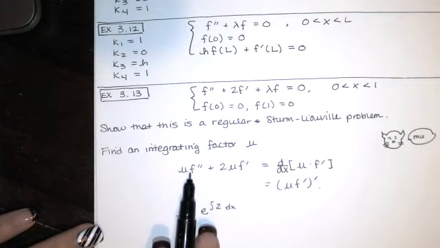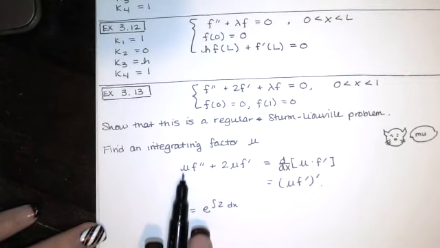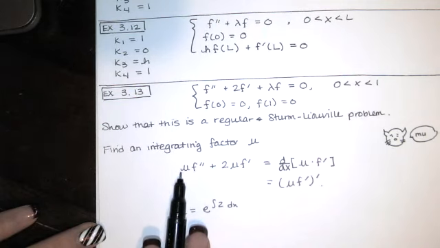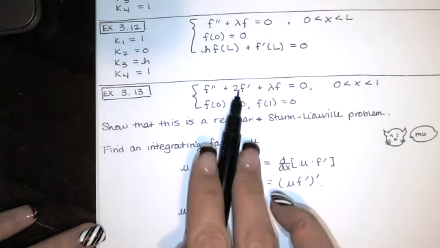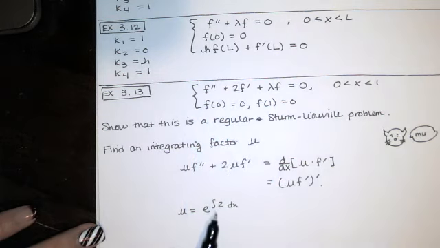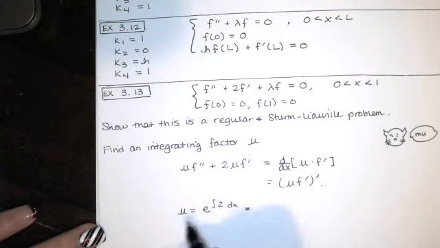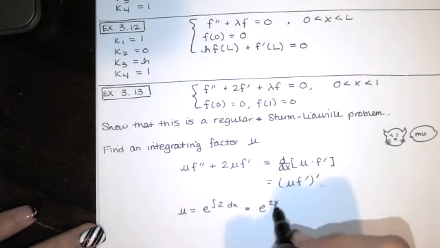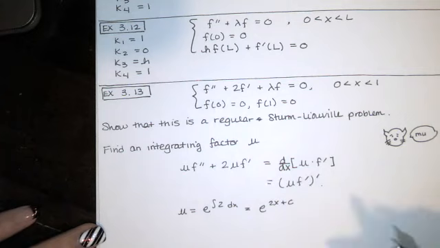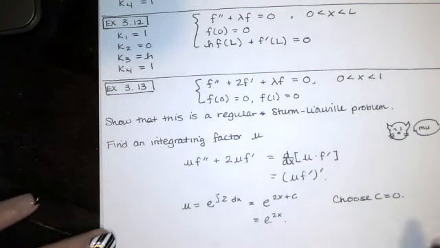So you've got nothing multiplying this f double prime except for the mu here. The function that is multiplying that f prime over here, if you let mu be e to that integral power, that will cause this expression to be equal to this expression. So we have mu equals e to the 2x plus c. So that's infinitely many integrating factors. We only need one, so we're going to choose c to be 0. So we'll let mu equal e to the 2x.